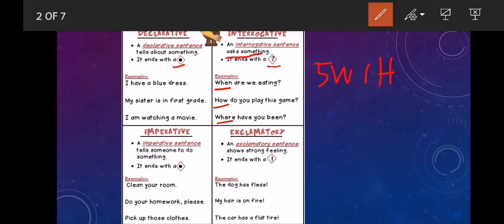Kalau untuk exclamatory, dia kita guna to show strong feeling. So this one is very useful dalam question yang memberi respon dalam conversation. Dan kita ends with exclamation mark, tanda seru. For example, the dog has fleas. My hair is on fire. Gitu.